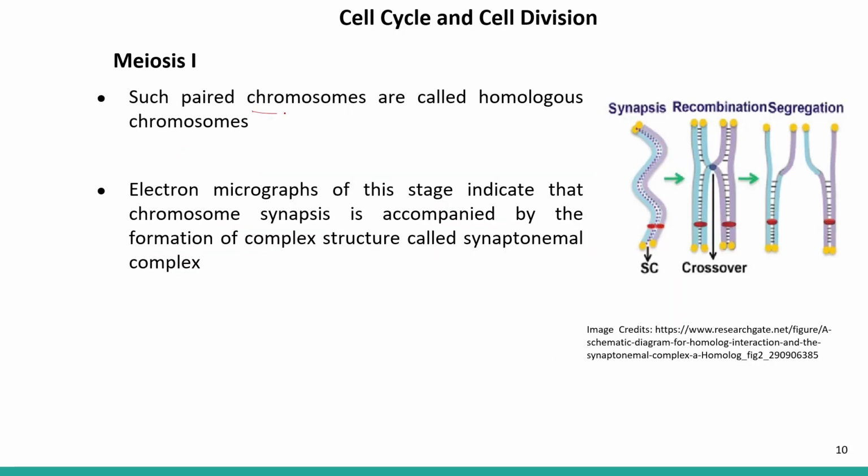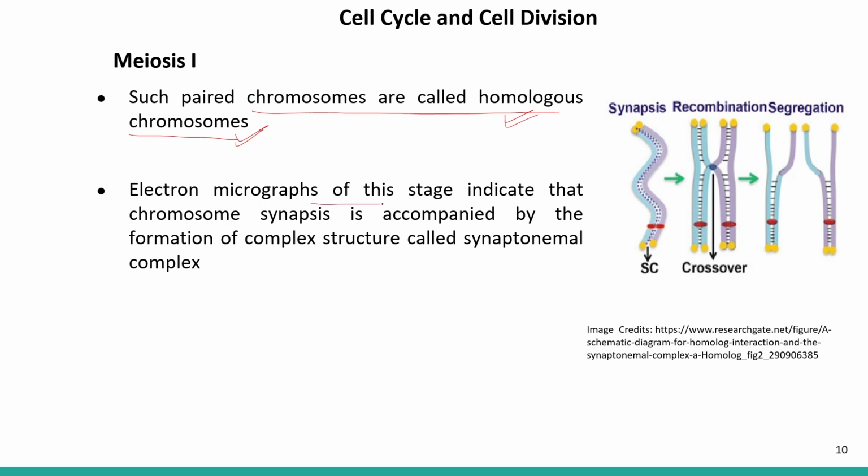Such paired chromosomes are called homologous chromosomes. They are homologous because both chromosomes are of the same type. Chromosome number 1 will pair with chromosome number 1. Chromosome number 1 will not pair with chromosome number 2, right? So this pairing is between the homologous chromosomes.